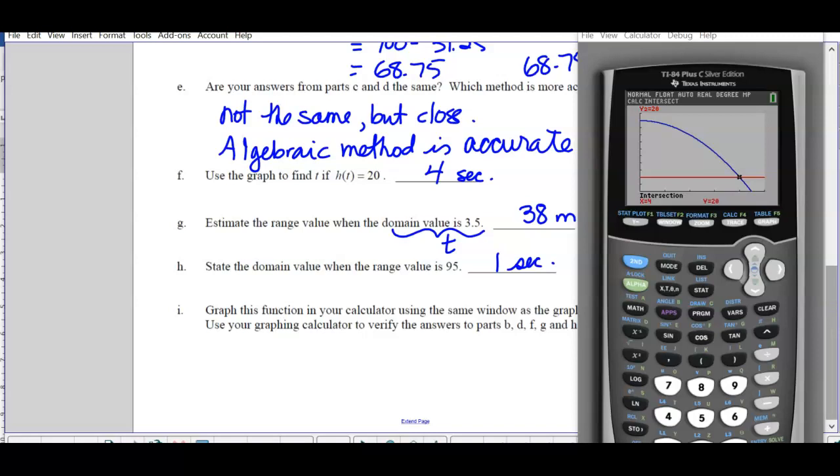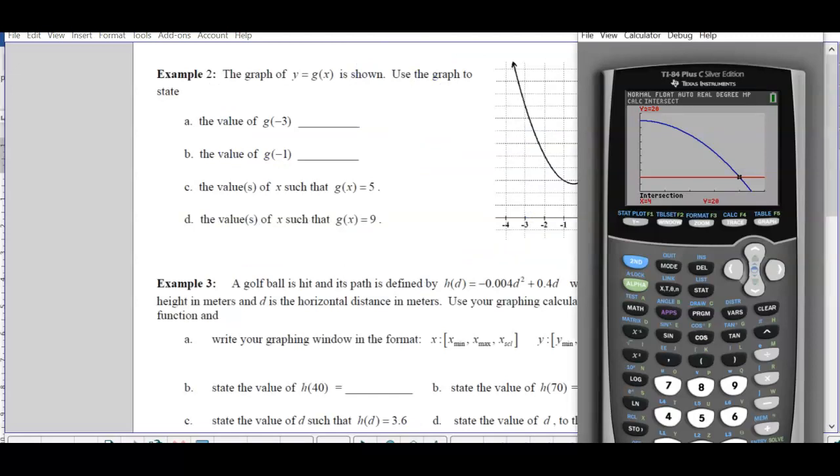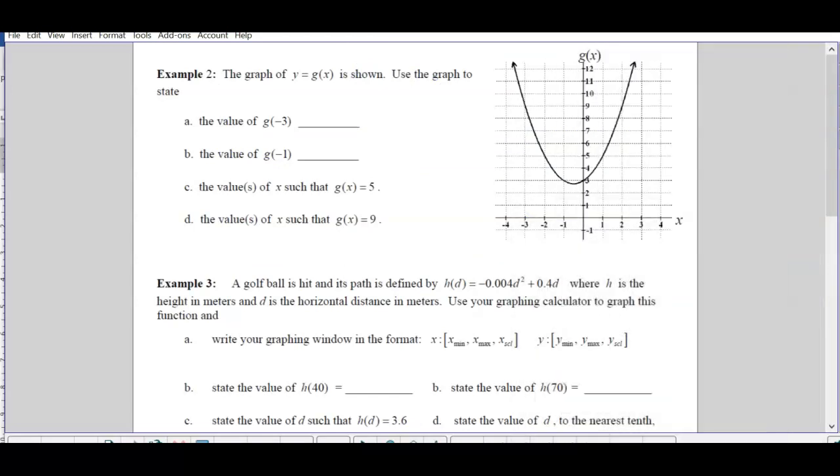All right, let's take a look at example 2. The graph of Y equals G of X is shown. Use the graph to state the value of G of negative 3. So you want to look where X is negative 3. You want to look up to the graph, and it looks like the Y value is 9, which is, in this case, called G of negative 3. Okay.